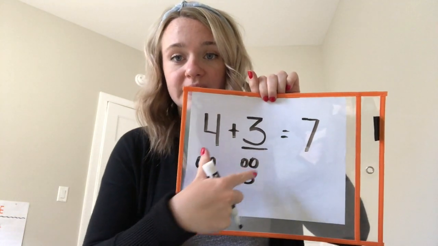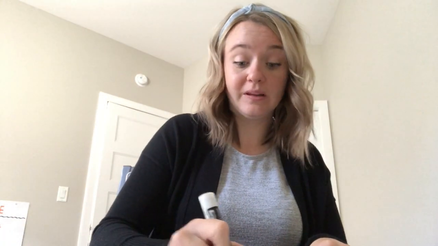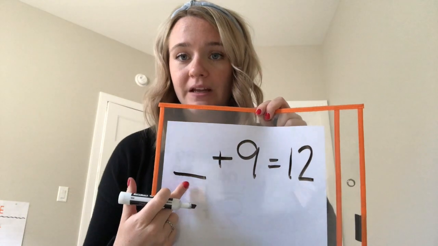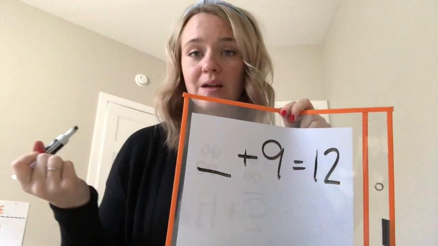4, 5, 6, 7. So I know that that answer is correct. Now, if we try one, let's say we have blank plus 9 equals 12. What about if I don't know the start, the first number in it? Blank plus 9 equals 12. This time, it's the first number.